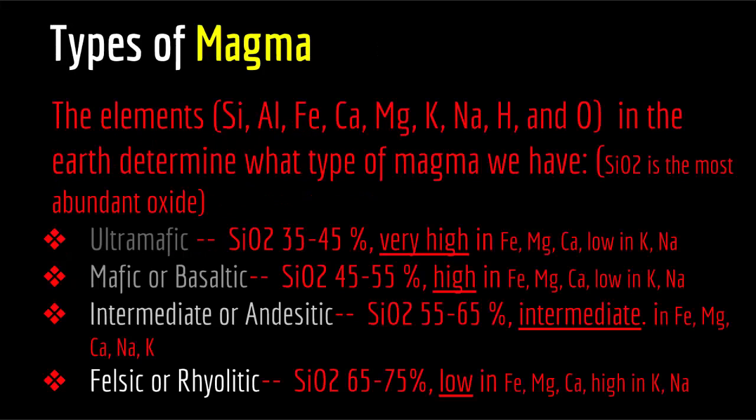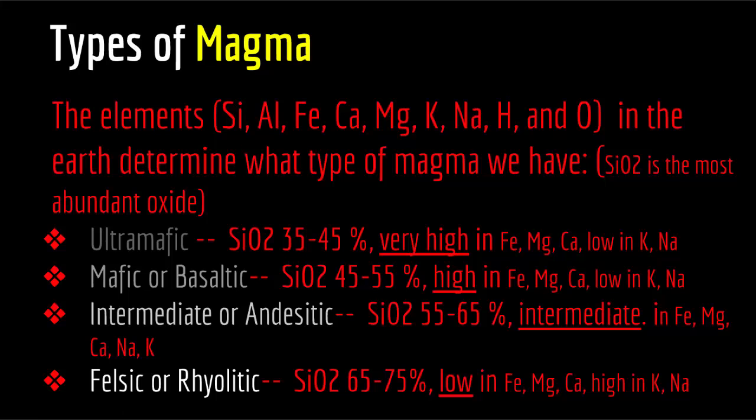Based on these components, you get different types of magmas. So basically you get 4 types. You get ultramafic, you get mafic or basaltic, you get intermediate or andesitic magmas, and you get felsic or rhyolitic magmas. So the elements that we mentioned, silicon, aluminum, iron, calcium, magnesium, potassium, sodium, hydrogen, and oxygen, based on these elements and what type of gaseous component you have, most of the time what is important is your sulfur dioxide. The percentage of the sulfur dioxide that you have in the magma determines whether you have ultramafic or felsic magma.